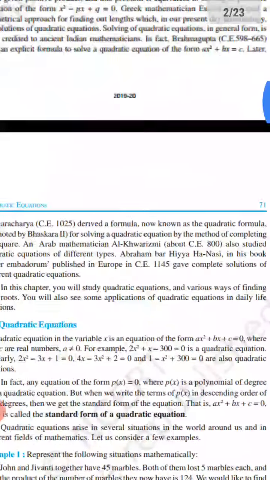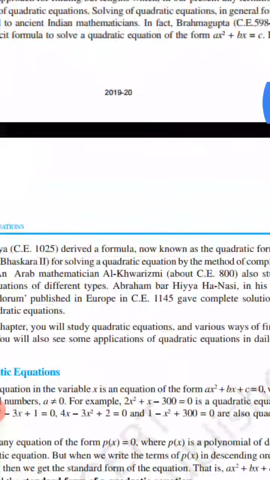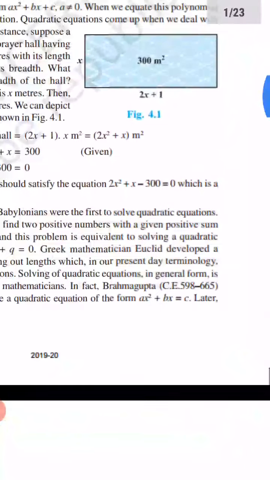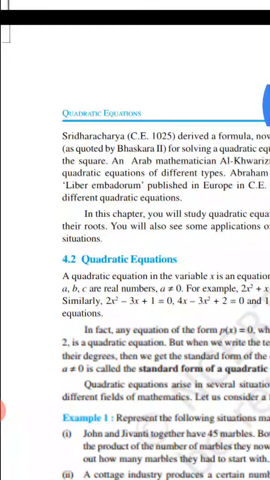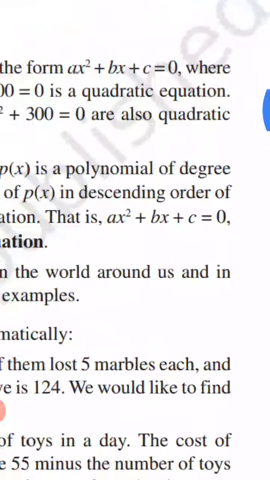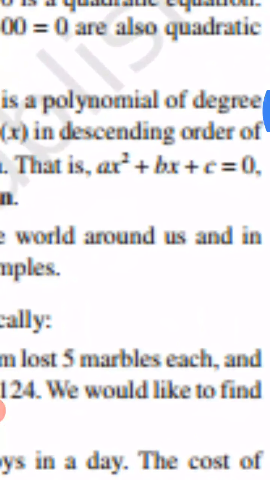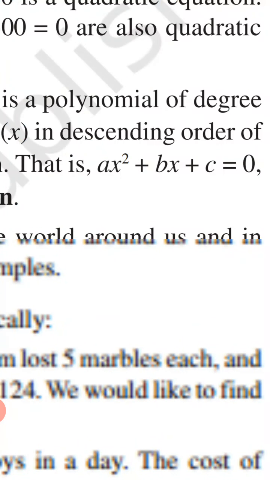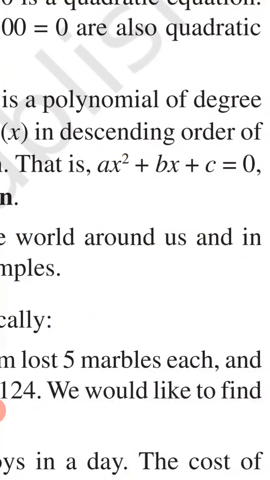Now, the standard form of a quadratic equation is ax square plus bx plus c is equal to 0. You see, ax square plus bx plus c is equal to 0, where a is the coefficient of x square, b is the coefficient of x, and c is the constant term. This is the standard form of a quadratic equation.